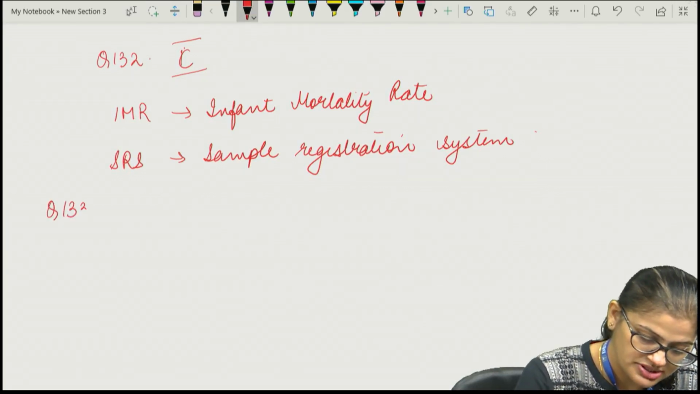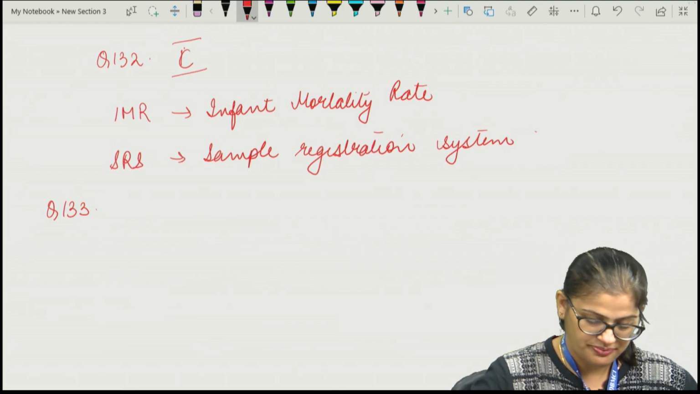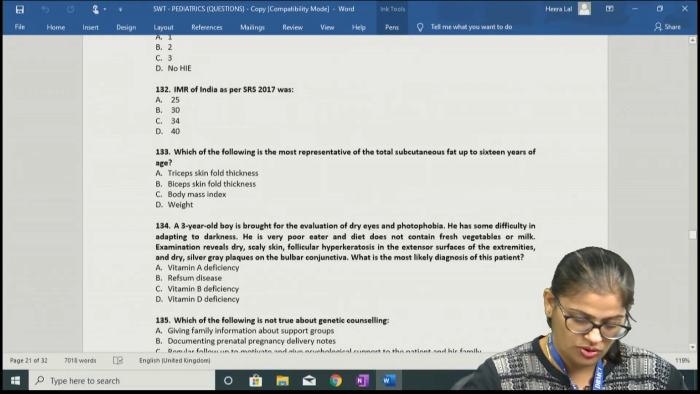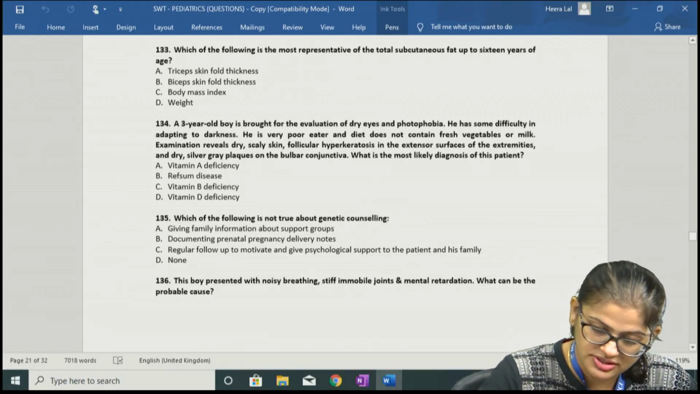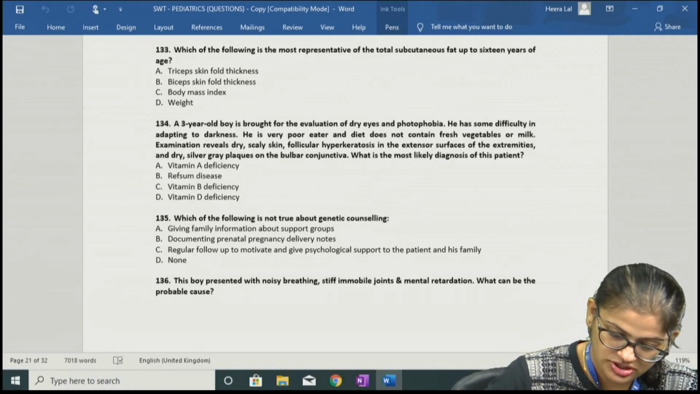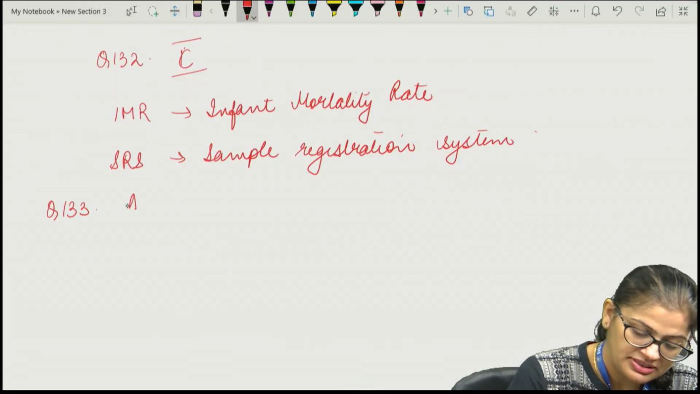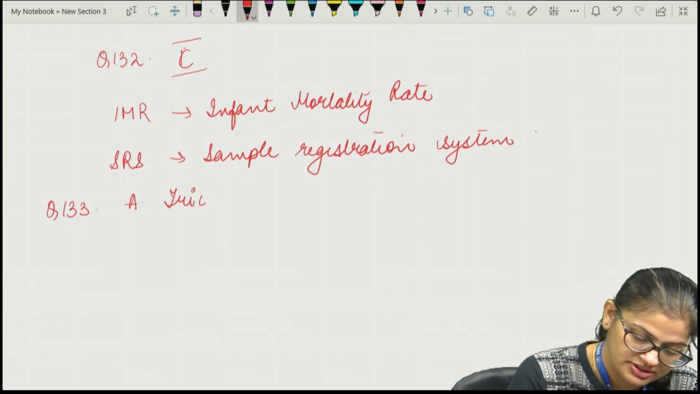So next we come on to question number 133. And question number 133 was, which of the following is the most representative of the total subcutaneous fat up to 16 years of age? And the correct answer to this question is option number A, that is triceps skin fold thickness.